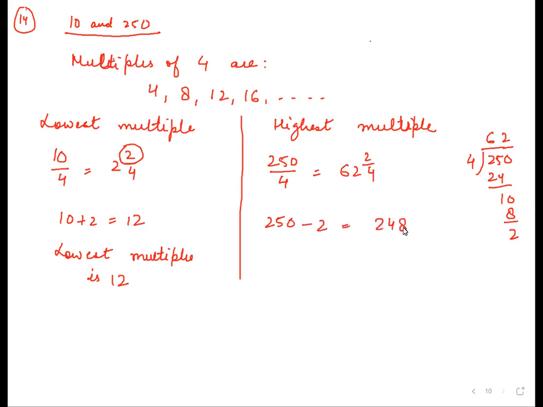To obtain the highest multiple. Yeah, because I want my multiples to be in the range from 10 to 250, right? If I add, I'll get 252, which I don't want. I need between 10 and 250, so that is why I'm subtracting in this case. So 248 is the last multiple which is possible between 10 and 250. Okay. So the highest multiple is 248.